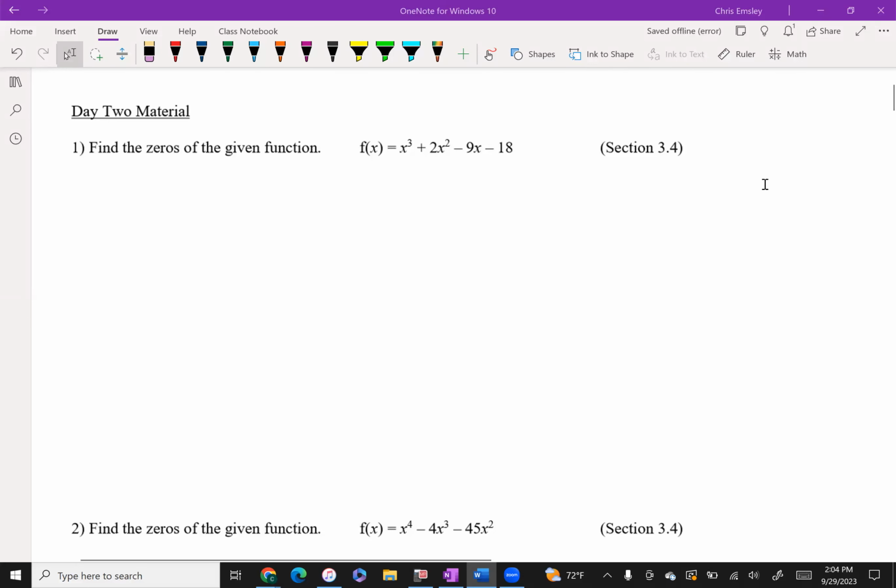Okay, day 2 of our final exam review. Question number 1, find the zeros of the given function. So we set that polynomial equal to 0 and solve for x. We have kind of two different ways to approach a problem like that. First up is factoring. Don't forget about factoring.